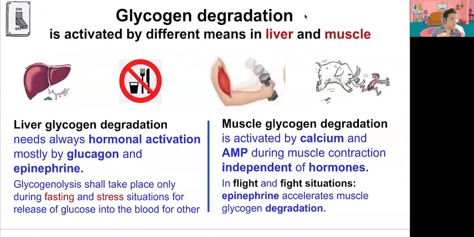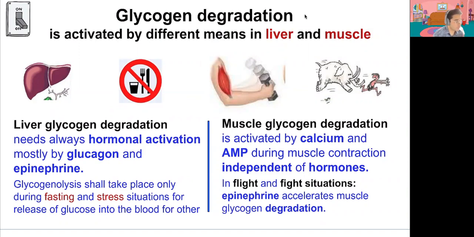Okay, you guys know this, right? Liver glycogen degradation always needs hormonal activation, versus muscle, which is dependent on calcium and AMP, which are local factors. Think about it this way: glucagon and epinephrine, where are they coming from? What structures are close to the liver? Guess what? Your pancreas and your kidneys. Those are both close to it. So glucagon and epinephrine are nearby, so they can quickly change the liver glycogen degradation process.